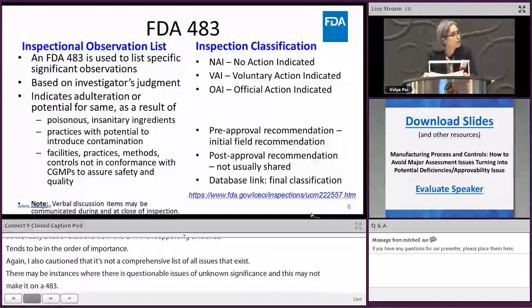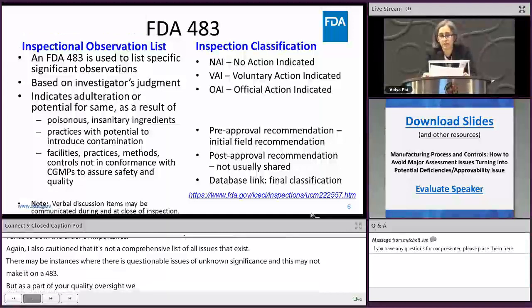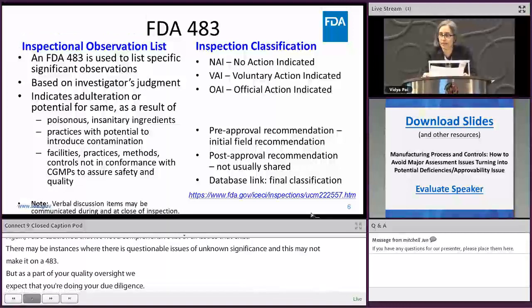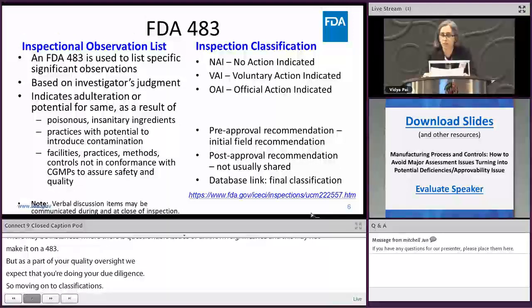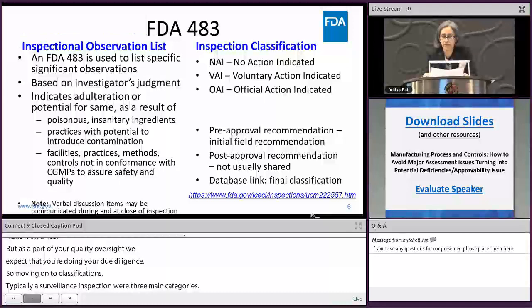So moving on to inspectional classifications. Typically, a surveillance inspection could be classified under 3 main categories. You could have an NAI classification for inspection. It indicates no action indicated. Typically, in that instance, there are no 483s issued to the firm.